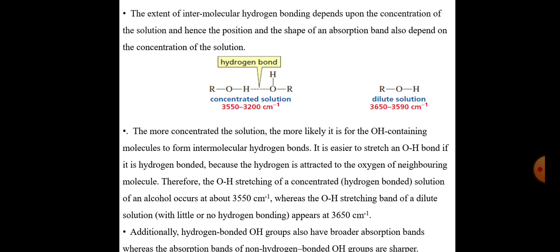Therefore, the OH stretching frequency of alcohol is observed at 3550 cm⁻¹, whereas the OH stretching band in dilute solution appears at 3650 cm⁻¹. Additionally, hydrogen bonded OH groups also have broader absorption bands, whereas the absorption bands of non-hydrogen bonded OH groups are sharper. Thank you.